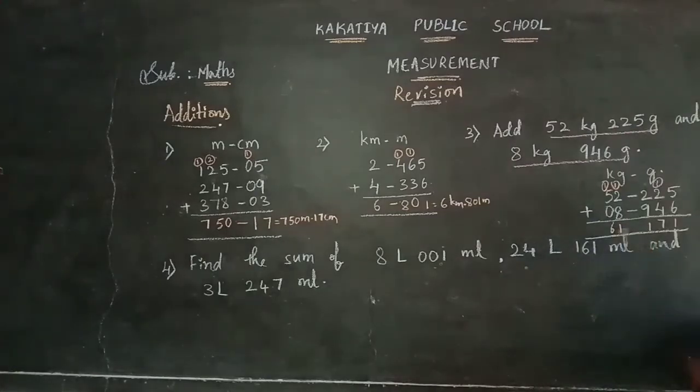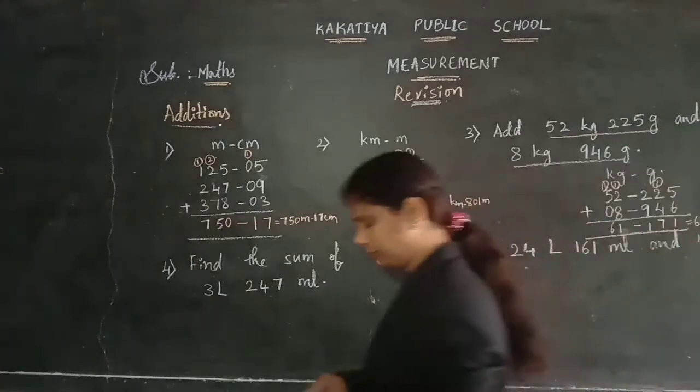So what did we get as the answer here? 61 kgs, 171 grams. So the answer of this is 61 kgs, 171 grams. Okay. Let's do the fourth one here.